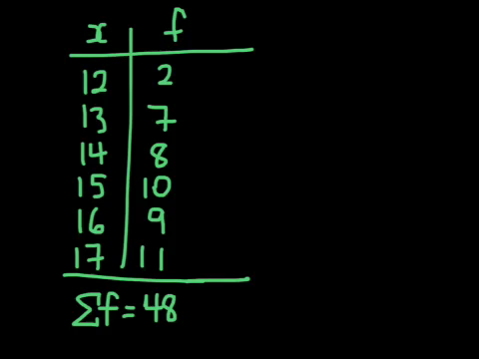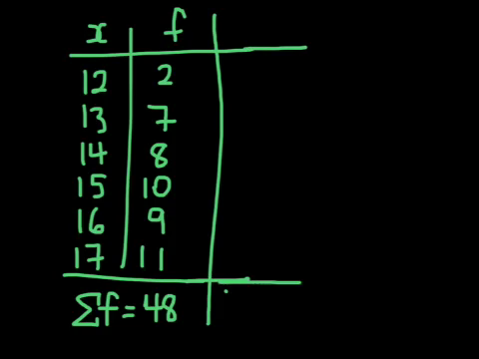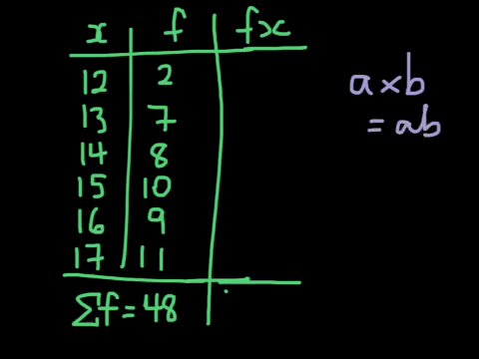And you probably haven't seen this column, or maybe you have. What we're going to do is draw in another column here, and this column I'm going to call my fx column. Now, it's just like algebra. Whenever I have algebraic terms that I'm multiplying, if I'm multiplying a times b, I simply write it as ab. Well, there's no difference in this case. I'm multiplying my frequency column and my score column, and so I write it as fx.